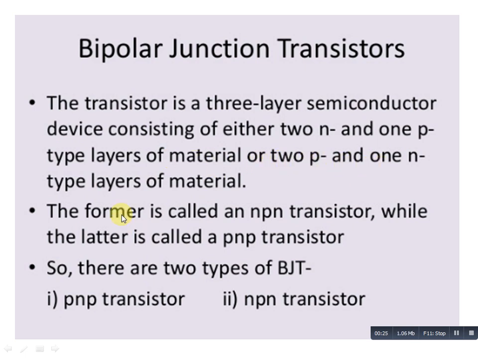layer of material. First of all, this is our NPN transistor, because the NPN transistor has 2 N and 1 P type layer. The second one is the PNP transistor, because the PNP transistor has 2 P and 1 N type material. So there are two types of BJT. First is the PNP transistor and second is the NPN transistor.